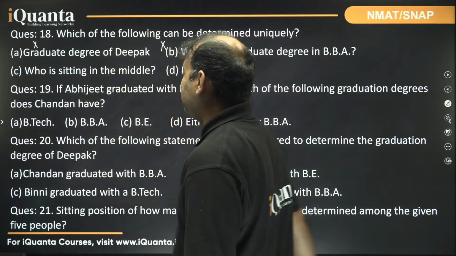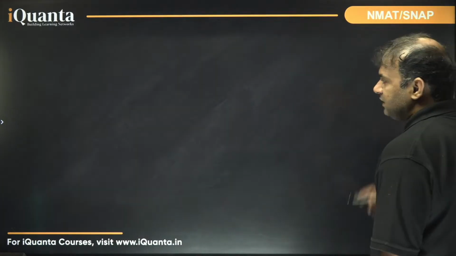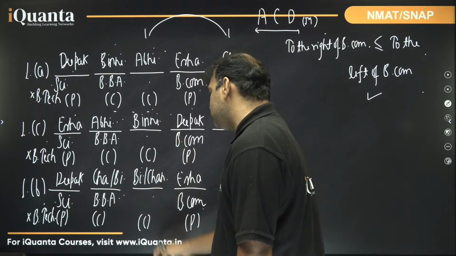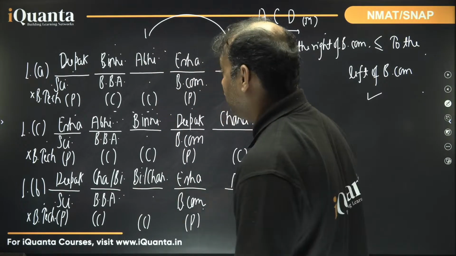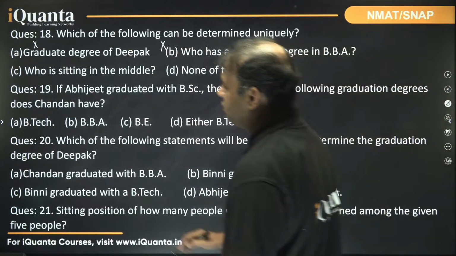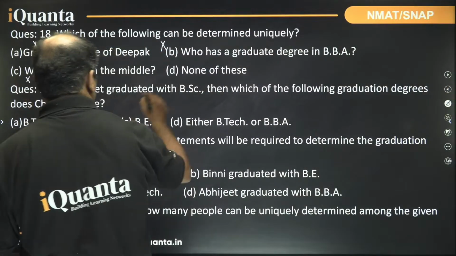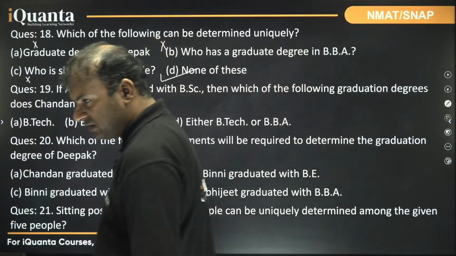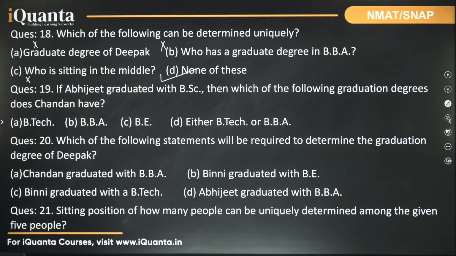Option C, who is sitting in the middle? So guys, let's see that. In the first case, this is Abhijit. In the second case, this is Bini. In the third case, this is Bini or Chandan, both. So again, we have all three possibilities: Abhijit, Bini or Chandan. So this also cannot be determined uniquely, guys. That means the only correct option is D, which is none of these. I hope you guys understand how we answer question number 1.